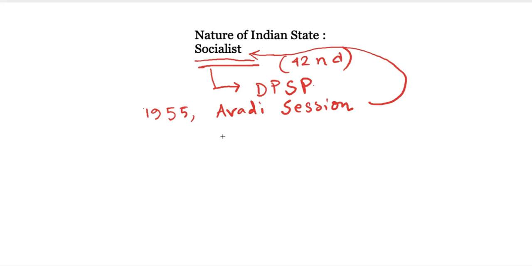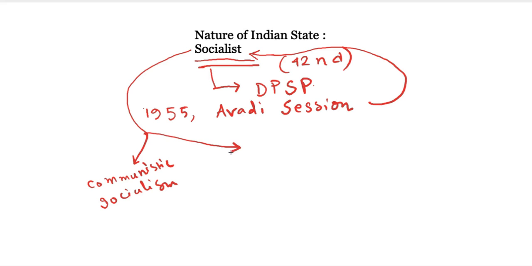Now, socialism is of two types. One is communistic socialism. The other one is democratic socialism. In communistic socialism, all means of production are under the control of the state. That means hospitals, industries, schools, colleges, universities, all under the control of the state. An example is the former USSR.